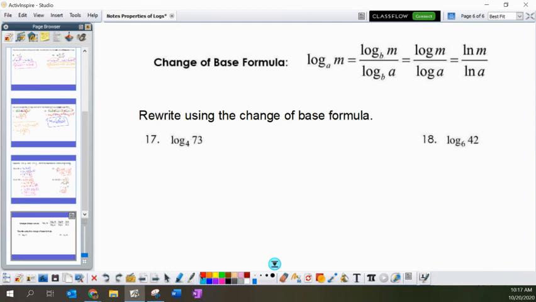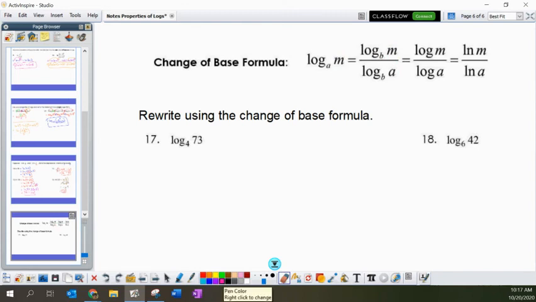So let's see what this property says. It says if we have log base A of m, so we're taking the log base A of m, and we want to switch to some new base B. It'll be the log with a new base B of m, what you were taking a log of, over log base B, the new base, of A, the old base. Okay, so let's look at that again. So log base A of m equals log base B of m over log base B of A.